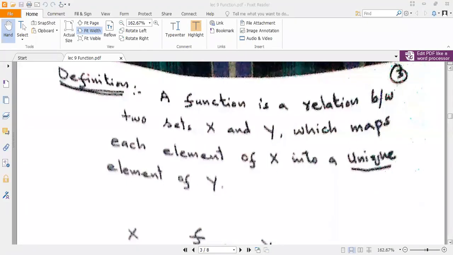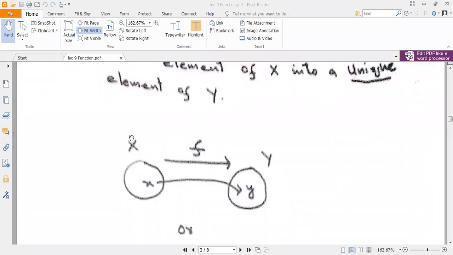Then such type of relation is called a function, and we write in this way: there is a set X whose element is small x, Y whose element is small y. Apply a rule F. This rule is called a function. What is the rule? Every element of X maps into a unique element of Y. This rule is called a function.